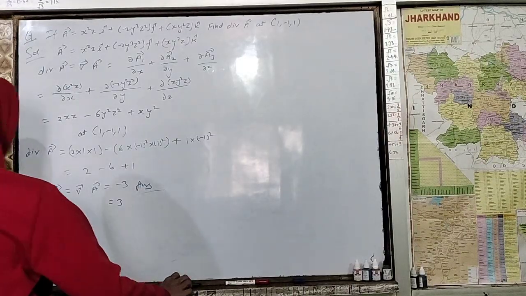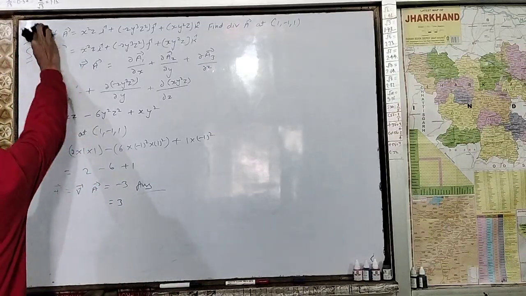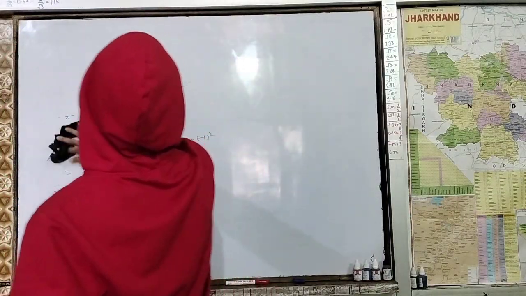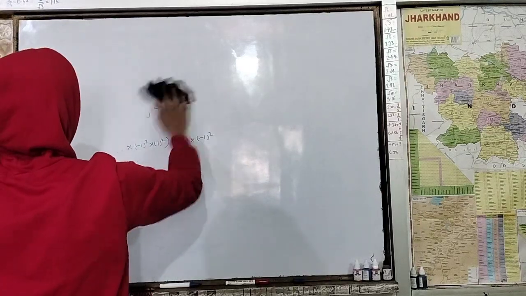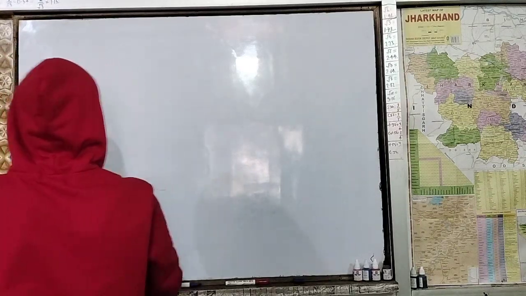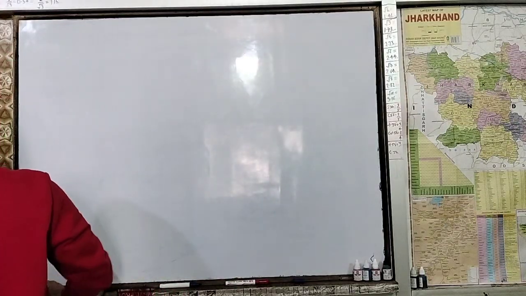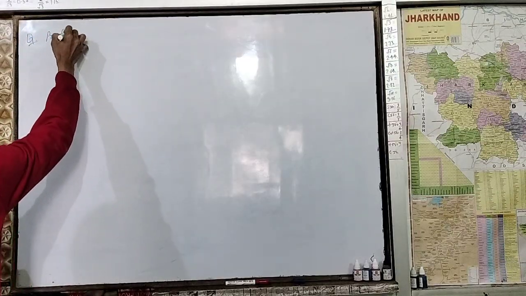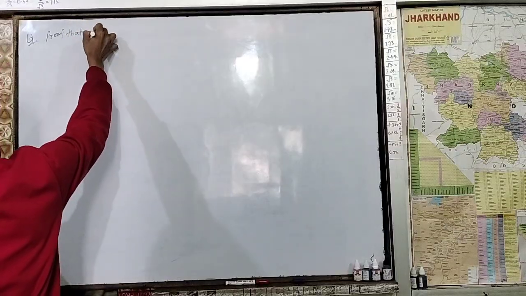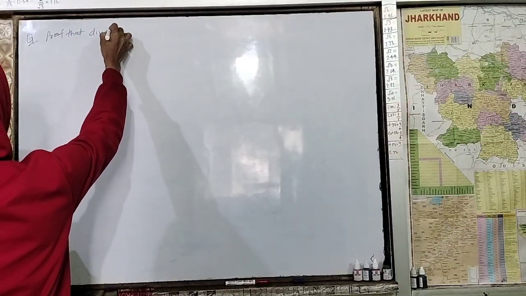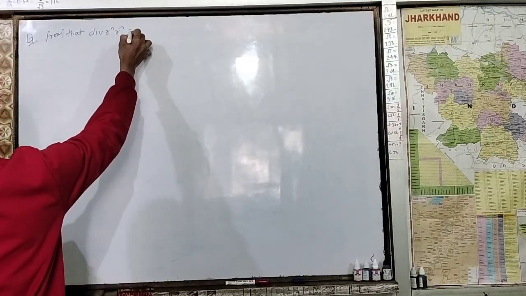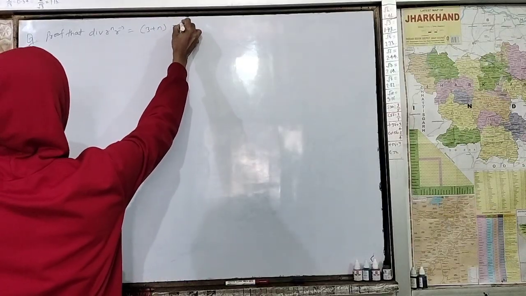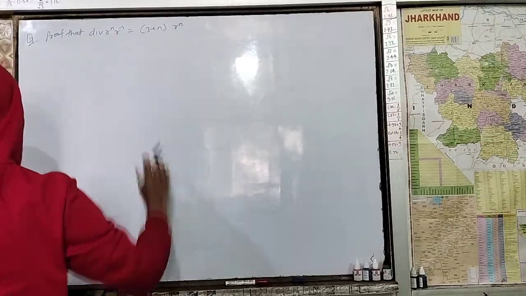Next question is, prove that divergence of r to the power n times R vector is equal to 3 plus n times r to the power n. This is the LHS and this is the RHS.